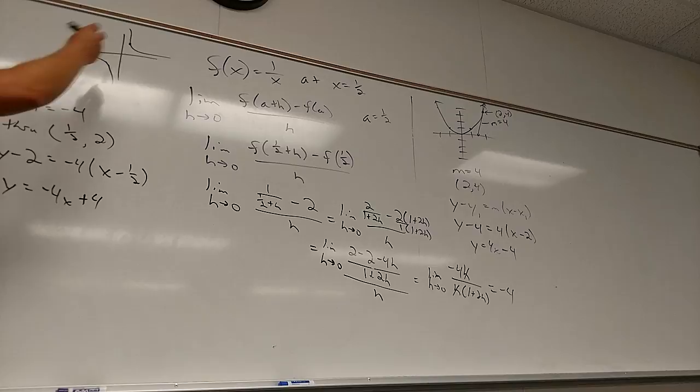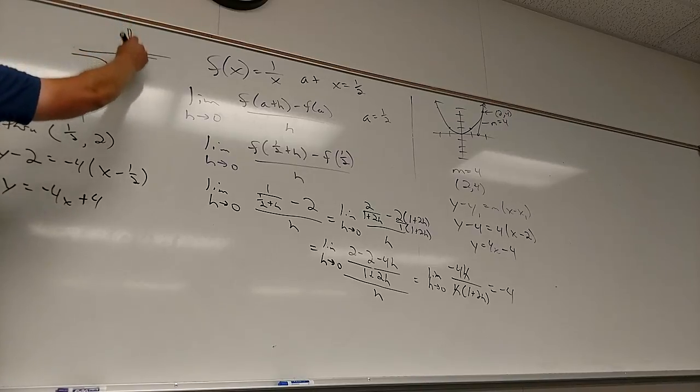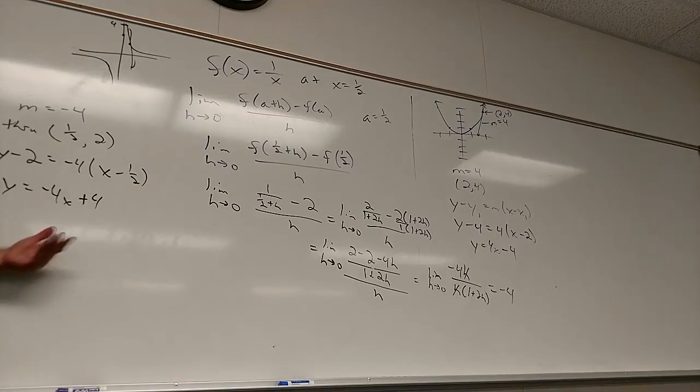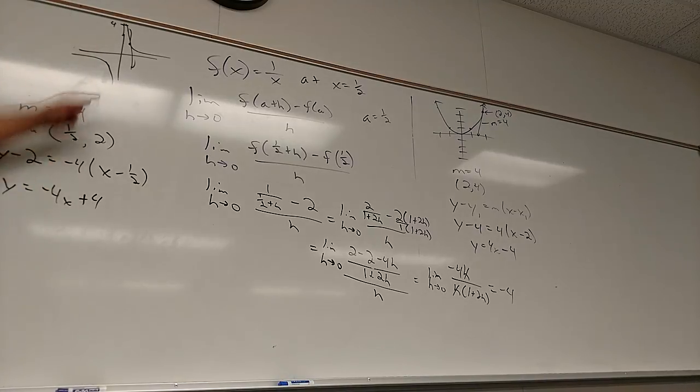And let's see why that makes sense. The tangent line is going to look something like that. So it does look like it's going to go up here and hit maybe up here 4. And it does have a decently big negative slope. So that makes sense, even with my little graph there. But I like it.